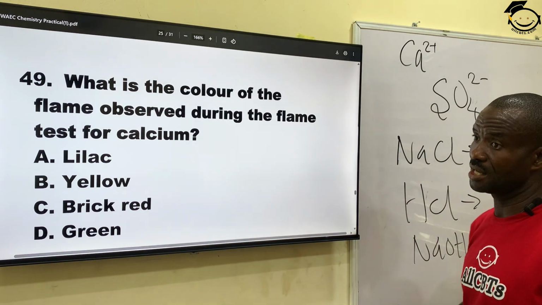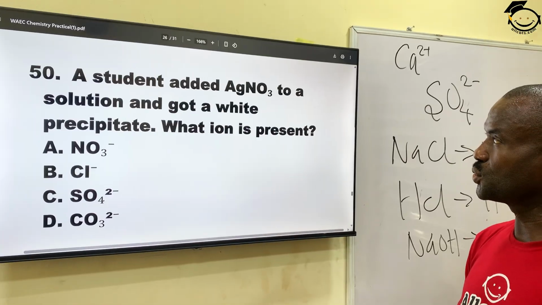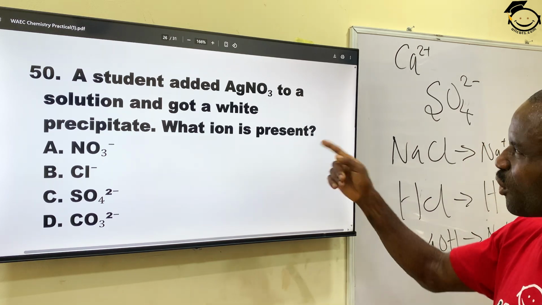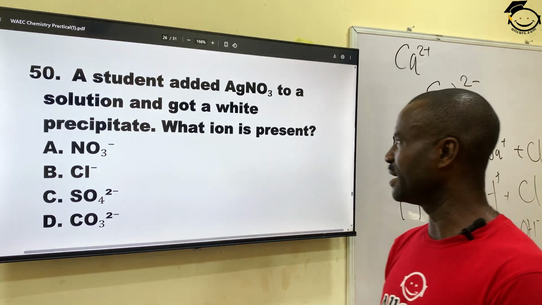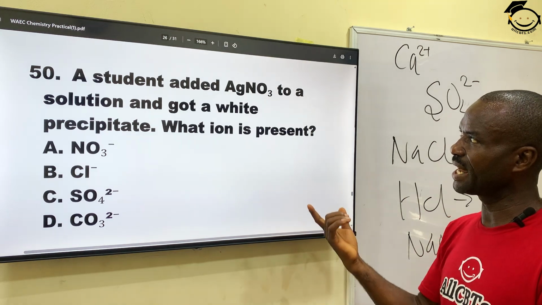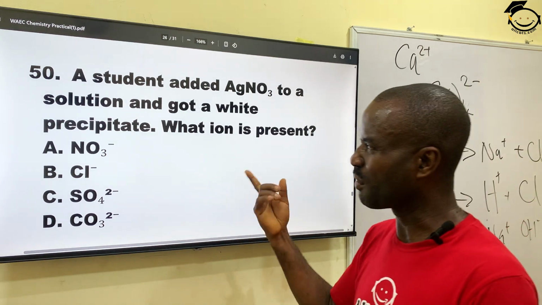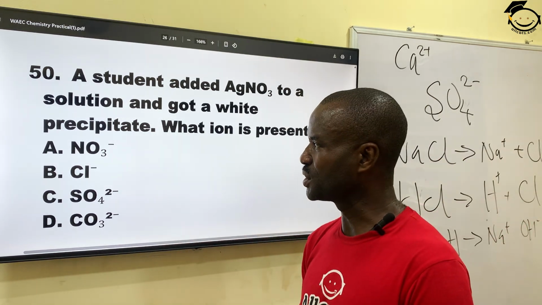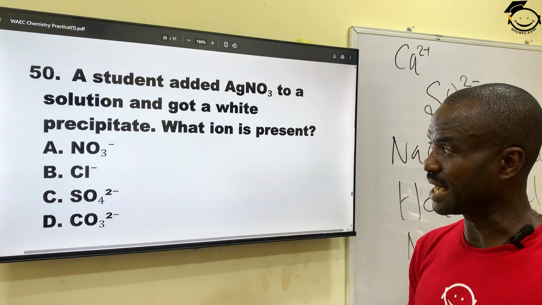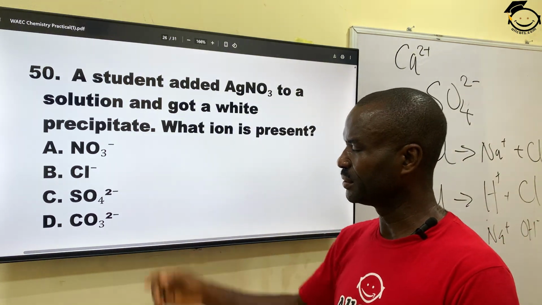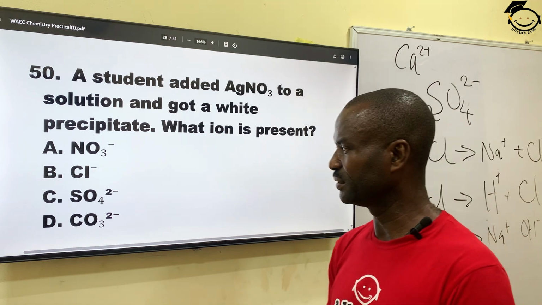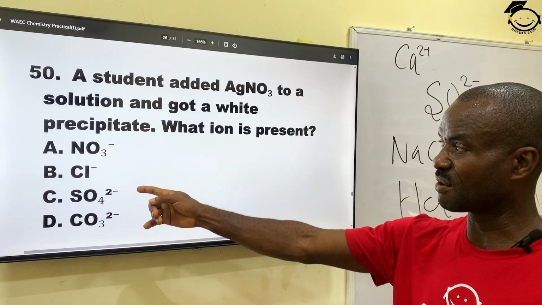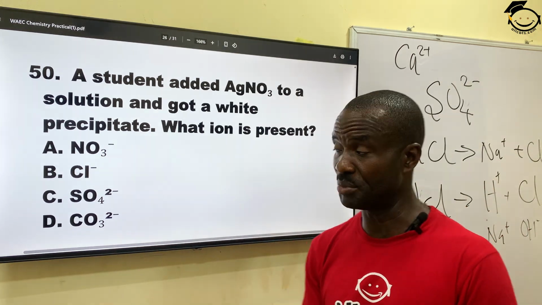A student added silver nitrate solution to a solution and got a white precipitate. What ion is present? Silver nitrate solution is a reagent used to confirm one of these ions. A. Nitrate ion, that's NO3, B. Chloride ion, C. Sulfate ion, then D. Carbonate ion. Silver nitrate is used to confirm chloride ion. So the correct answer is B.